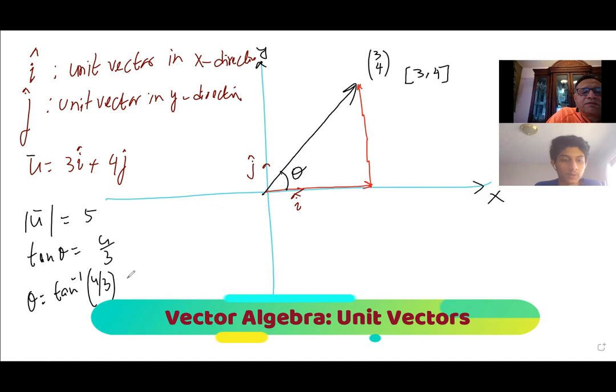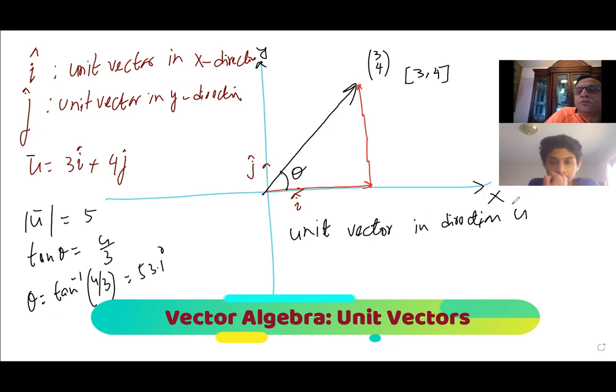Roughly 53.1 degrees, sir. So that becomes the angle between this. Now, if I want you to write down a unit vector in the direction of u, tell me, what is the unit vector in the direction of u?